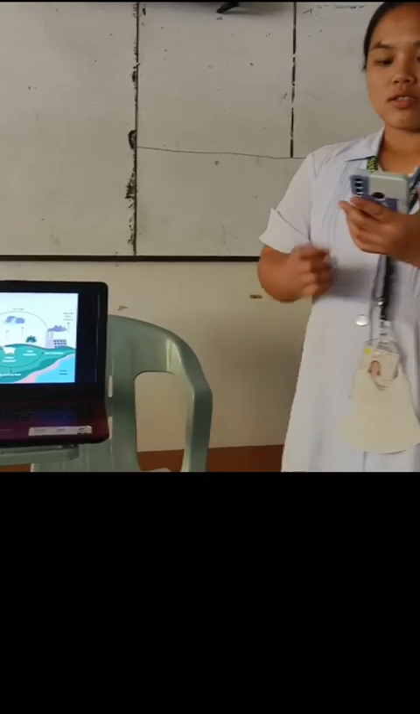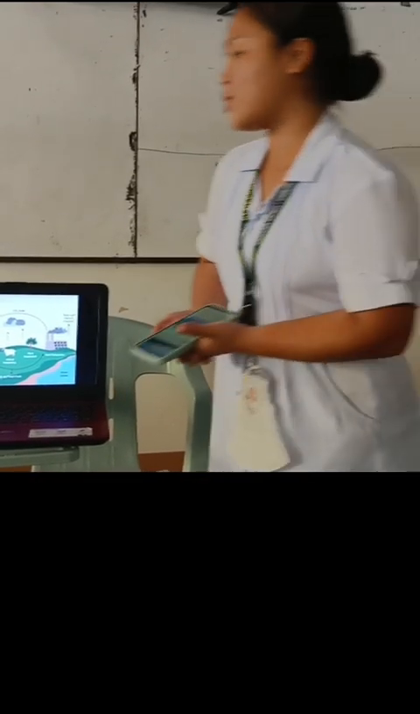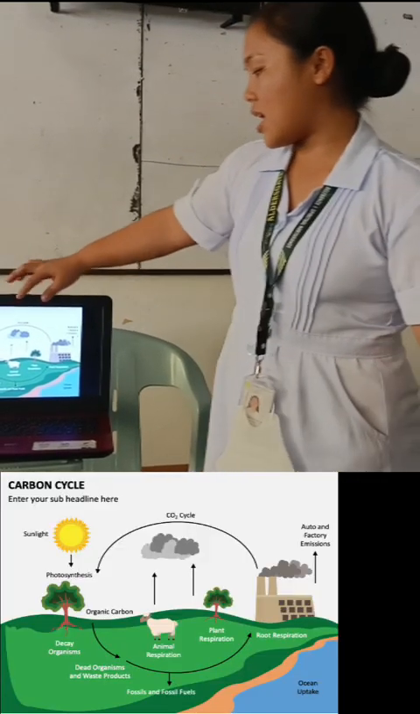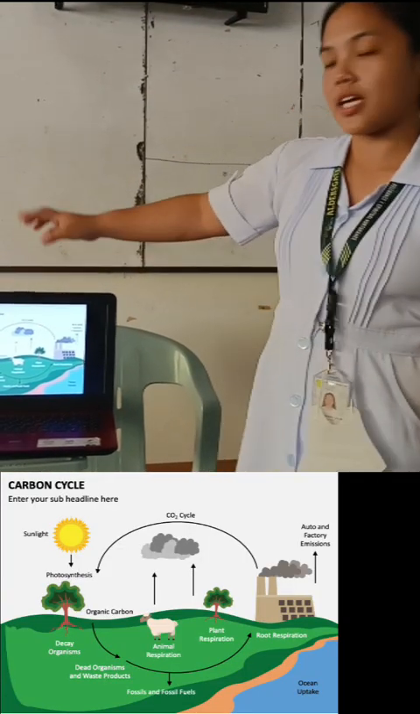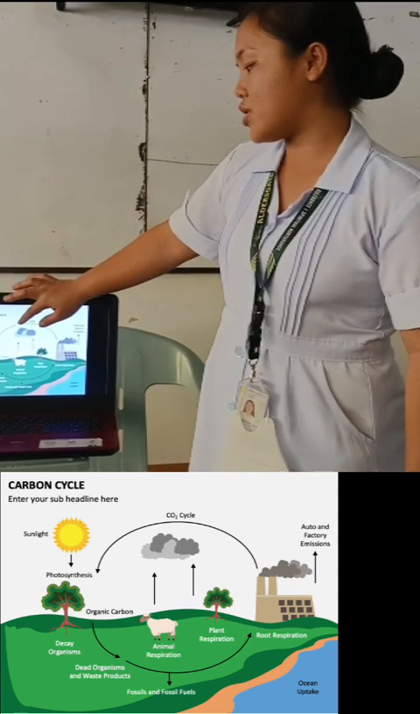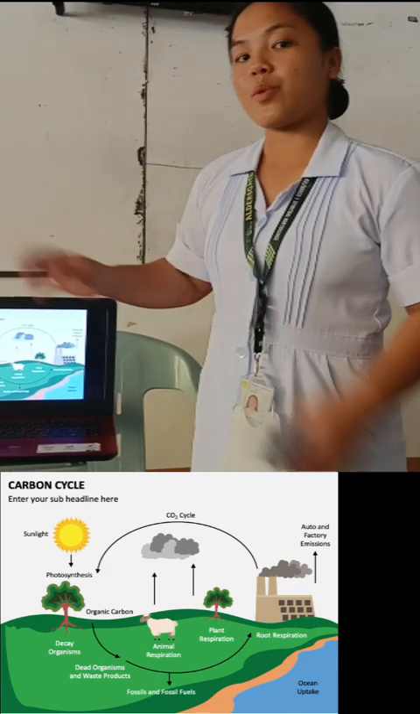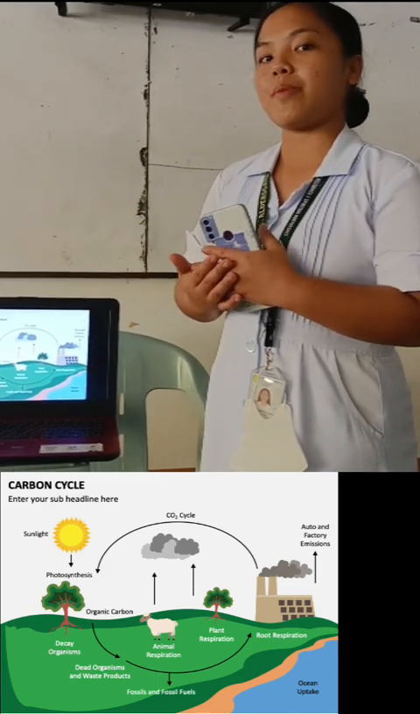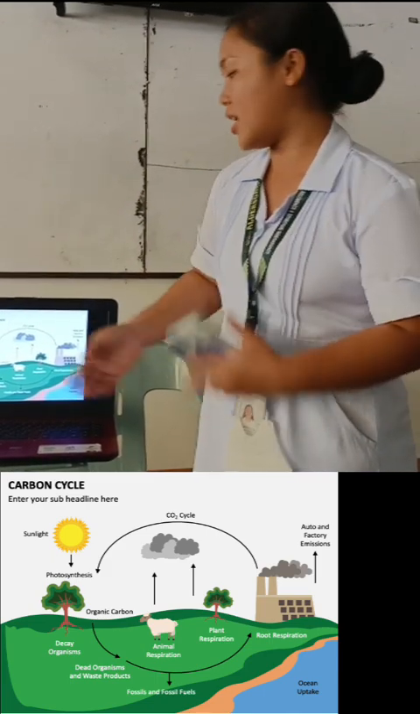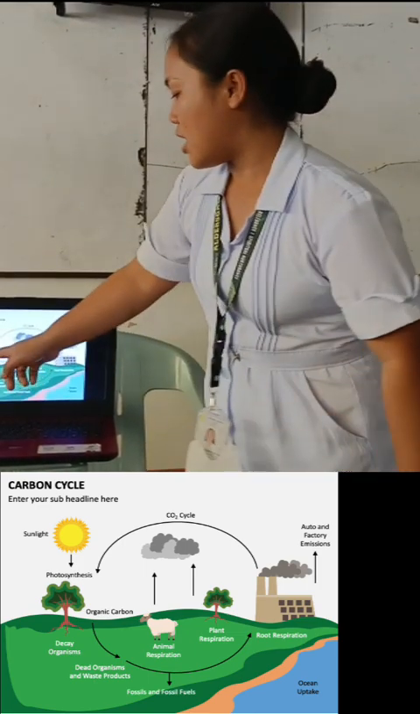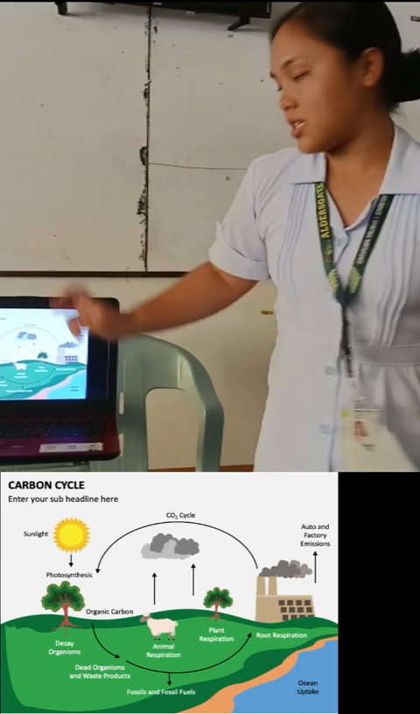Ate Genevieve. So today I will be discussing the carbon cycle. First, meron tayo dito yung magsisimula yung carbon cycle sa atmosphere, which is yung carbon na na-absorb ng plants, which is yun yung naging way para mag-produce ng food na na-intake ng animals and plants. And yun yung photosynthesis na tinatawag.